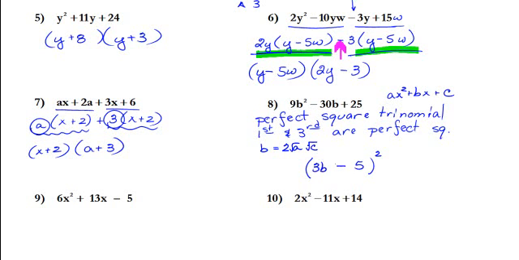Now again, a fast way to expand this binomial that's squared is to square the first term. 3b squared would be 9b squared. Good, that matches. Square the last term, so negative 5 squared is positive 25. That gives me the last term. Then multiply the two terms together. 3b times negative 5 is negative 15b. Double it, you get negative 30b. Perfect, that's my original expression.